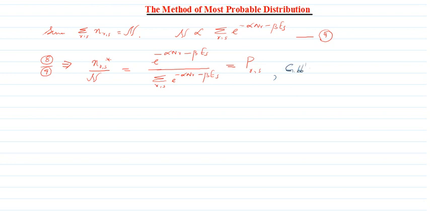which gives what you call the Gibbs distribution. So this is nothing but the Gibbs distribution. You can see that we got the same expression for PRS by following the method of most probable distribution, right? So that is our aim. So we could just complete our derivation in that way.